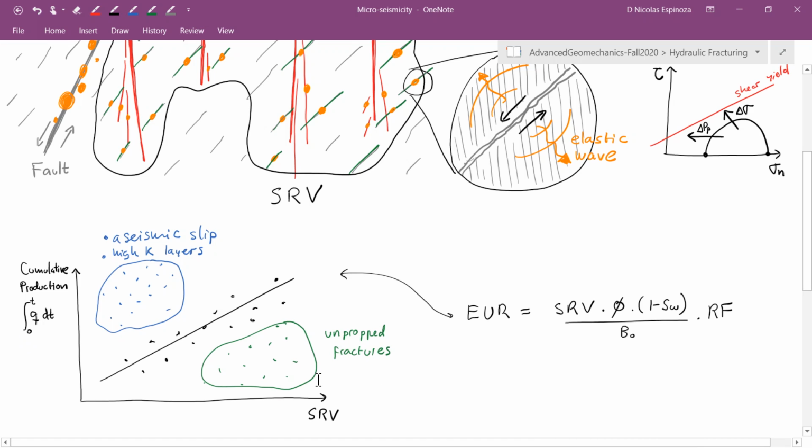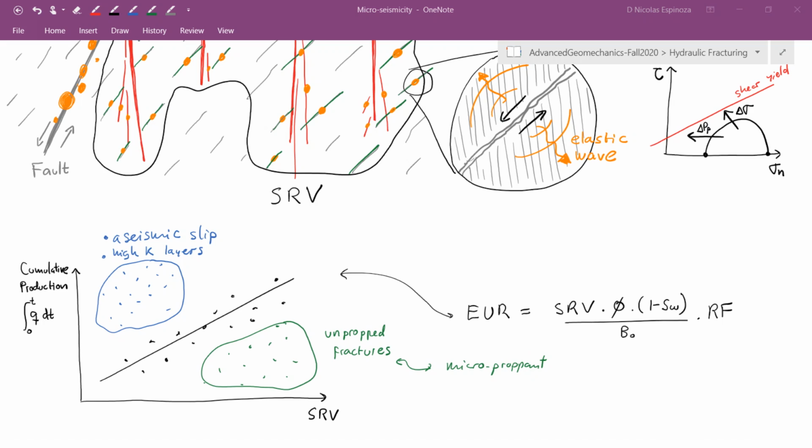A solution for that could be to utilize what are called micropropants, or also utilize acids to create etching on the surfaces of the fractures so that the fractures remain open. I was saying that they remain open, but probably the word is not open, but they remain with some conductive channels. So here, another solution for this problem could be to use acid etching on the fractures.